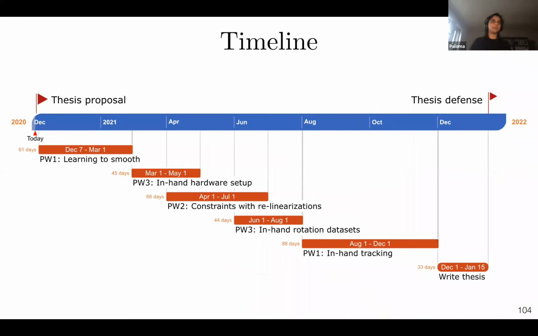And as a timeline, we have about a year from now. In the months from December to March, we'd be looking at proposed work 1, which was the learning to smooth algorithm, followed by figuring out the logistics and setup for in-hand hardware and collecting data sets. In parallel, we would be developing the constraint solver with relinearizations. And finally, we'd like to demonstrate our models for a task like in-hand tracking and tracking object states in real time there. And the last month would be on writing the thesis.